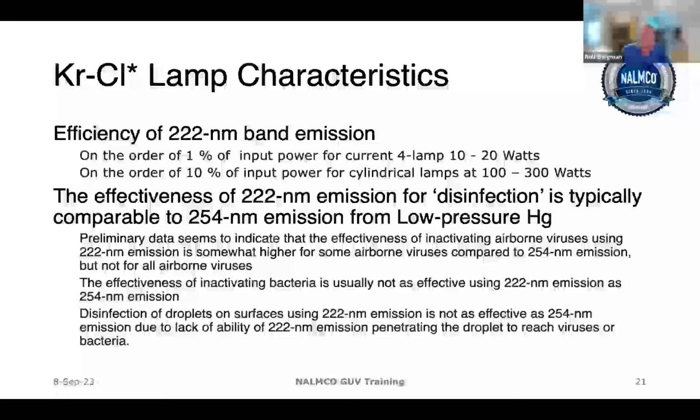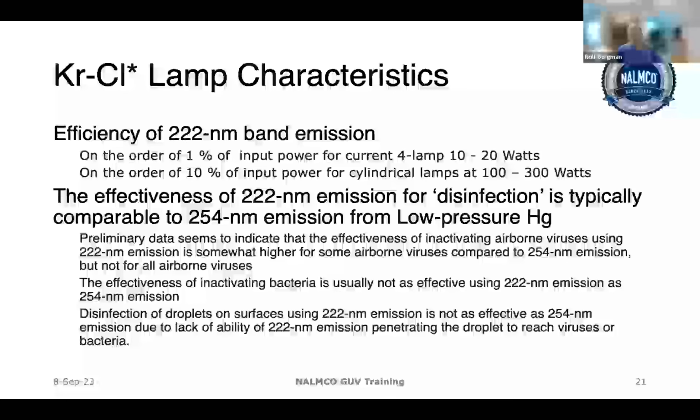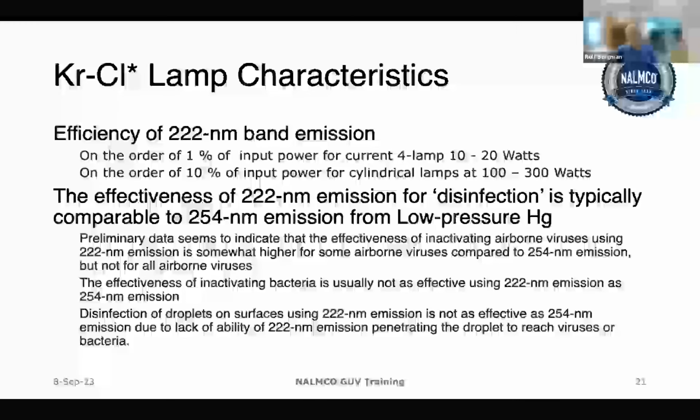On surfaces, 222 is probably not as effective compared to 254, though it varies a lot, again for the same reason. On the surface, the viruses are usually covered with other kinds of material, very small films, and the 222 cannot effectively go through those films and reach the virus and therefore inactivate it. But the results vary significantly depending on what kind of surface, what kind of material is used. And a lot of study is still going on to determine the trade-offs.